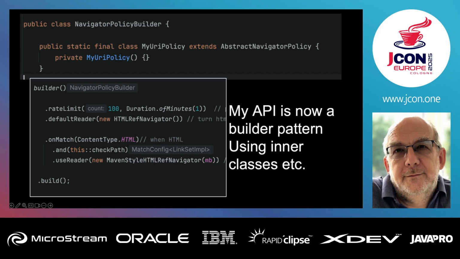So I use this a lot now. This is a policy type thing, right? I've got a builder. I have this class called navigator builder policy builder, and it creates, so there's the builder, and then you can see rate limits. That's a policy. So my end user can build this and tell me what policy I should follow.